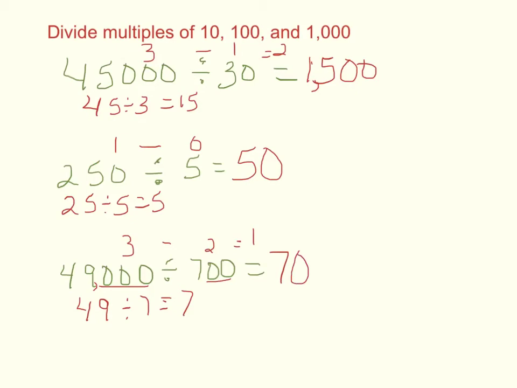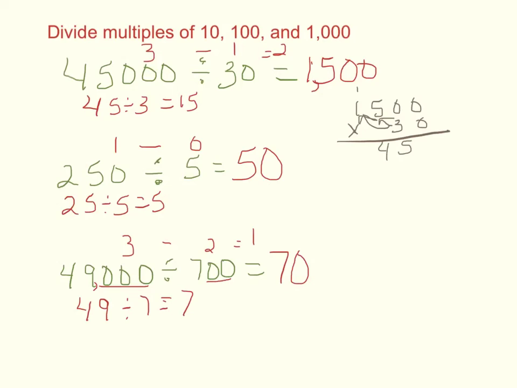Now we can check this to make sure we're right. If 45,000 divided by 30 equals 1,500, then 1,500 times 30 should equal 45,000, should it not? So let's try this. 1,500 multiplied by 30. Of course, you know how to do this. Ignore the zeros. You go 3 times 5, we know is 15, carry the 1. Then 3 times 1 is 3, plus the 1 is 4.